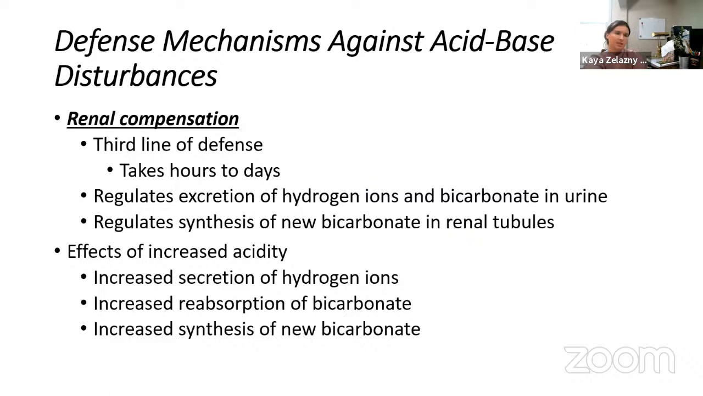For renal compensation, this happens much slower, so this can take hours to days. Now, what we're going to be changing is how many hydrogen ions get excreted, so how much hydrogen is in our urine, and how much bicarbonate ends up in the urine or in the plasma. So we're going to see that the kidneys are able to synthesize new bicarbonate in the renal tubules, which can then end up moving into the plasma and actually then being able to act as a buffer in our blood.